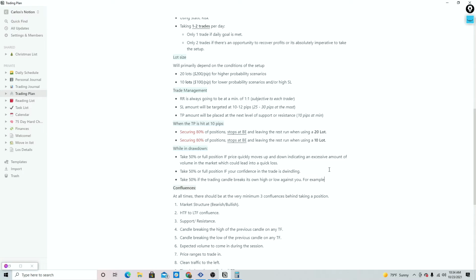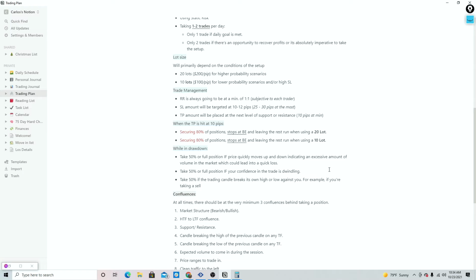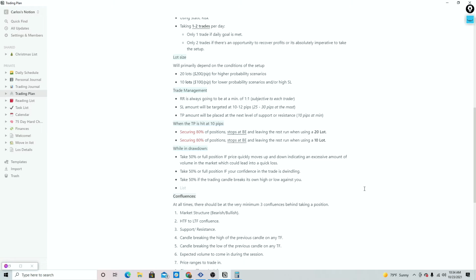For example, if you're taking a sell and your trading candle proceeds to flip bullish, close 50%. Take 50% of the trading candle. Okay, so these are two separate ones that I want to do. All right. Let me copy this, delete this, make a new one.